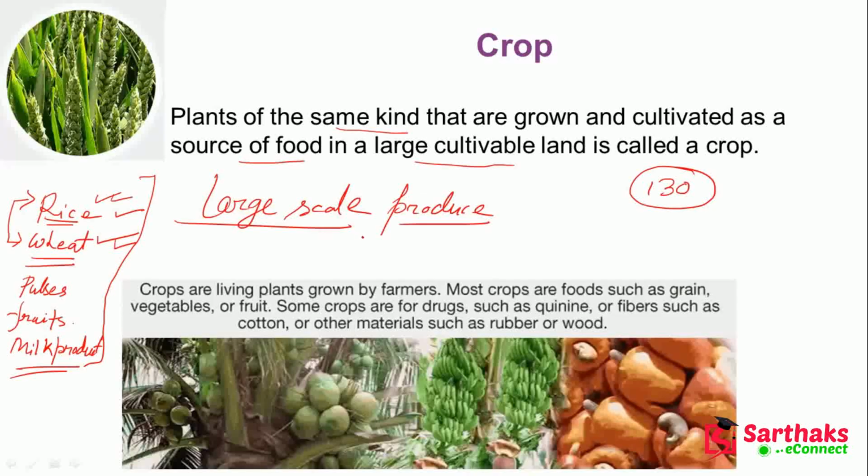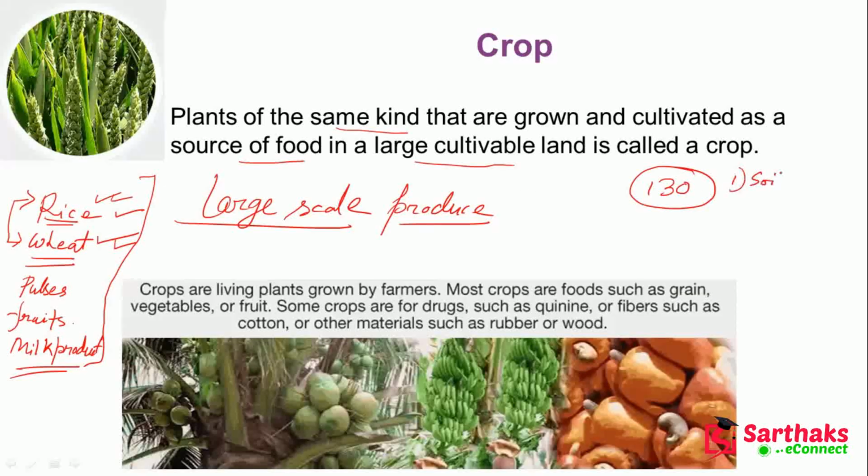Don't think about small scale. Large scale means a huge amount. Suppose the plants for paddy or for wheat, suppose we are making a very large ground or a very large field. At that time we call this the field, a large field that is cultivable. Obviously, that should be cultivable. Now, what do you mean by cultivable? Here I am writing the points.